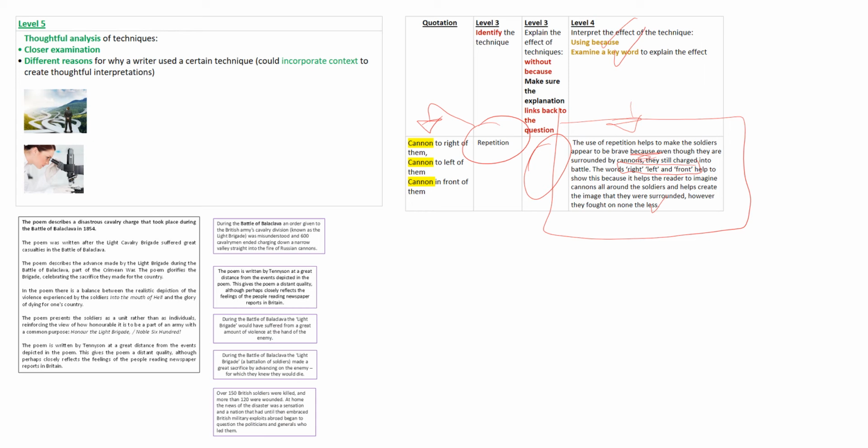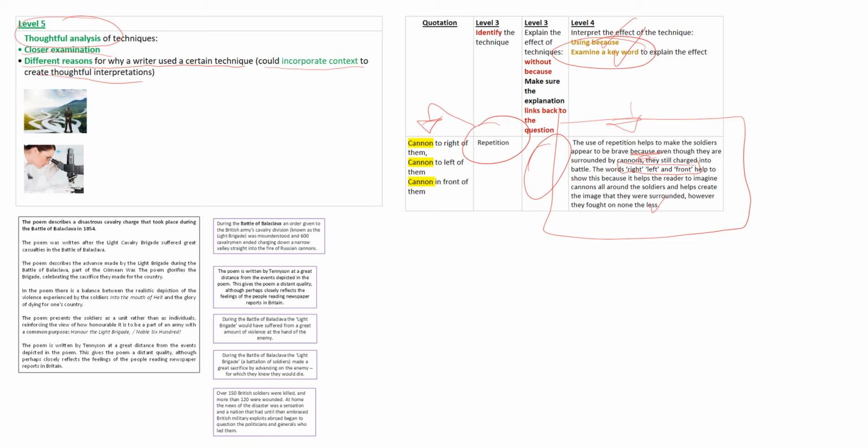Okay, so to get to a level 5, you need to think a little bit more thoughtfully. That means sometimes thinking about the quotation again. Can you get a different effect, a different reason why the writer used the technique? Could you go even closer than you did here, really closely examining the use of a certain word or phrase? And sometimes I find incorporating context into the interpretation helps to make the ideas a bit more thoughtful.